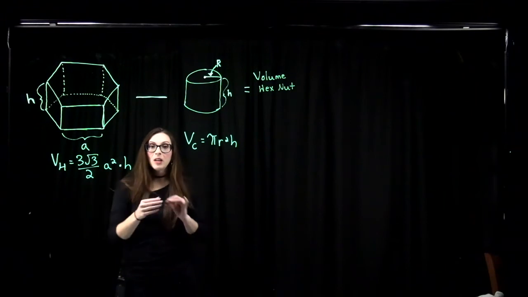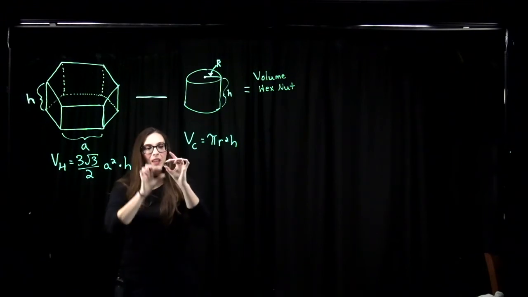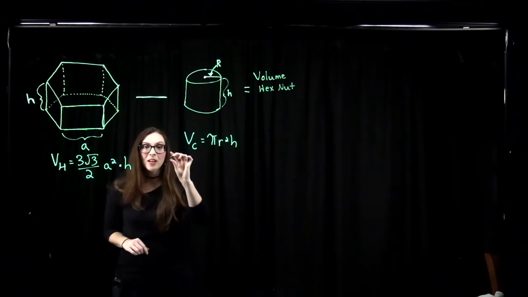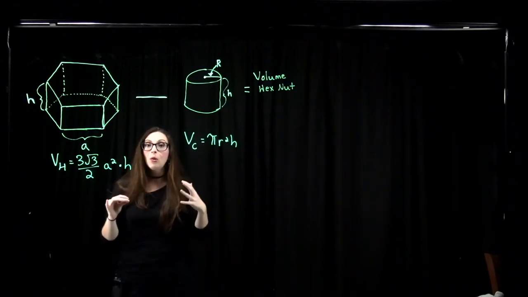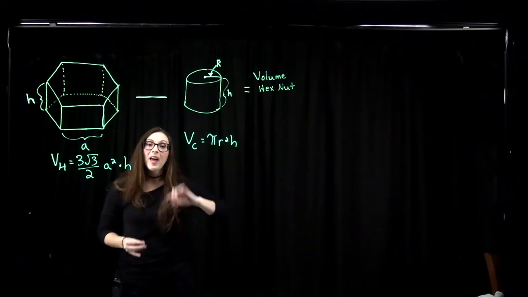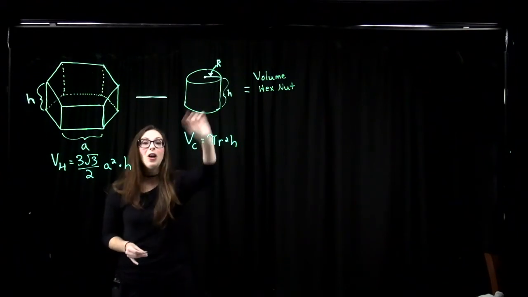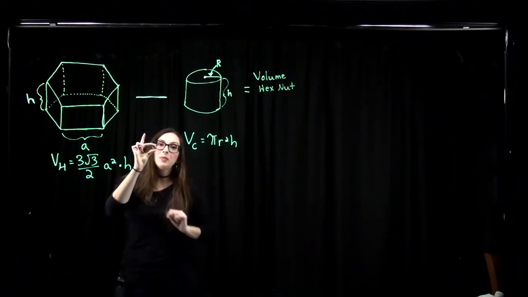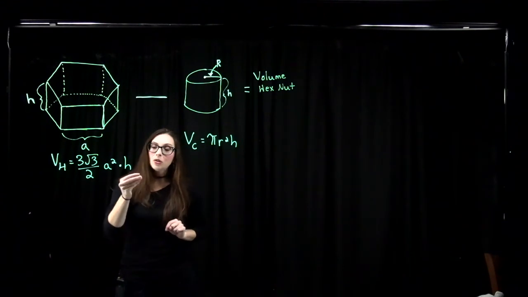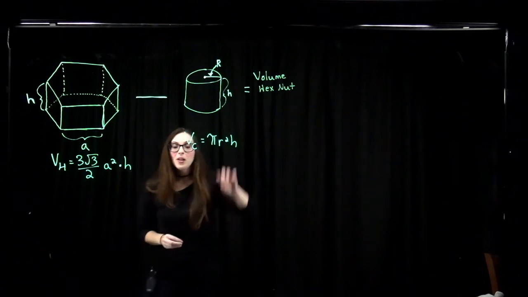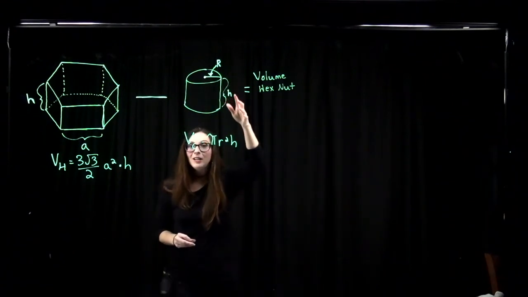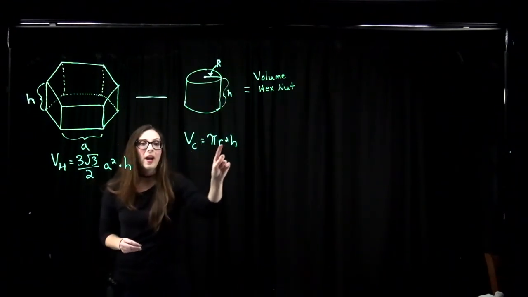So then, your nut has a hole in the middle. To find the volume of this, you find the volume of a whole hexagonal prism and subtract off the volume of that empty hole in the middle. That hole has a height h, but it's a circle, so that's the volume of a cylinder. And the volume of a cylinder is pi r squared h.